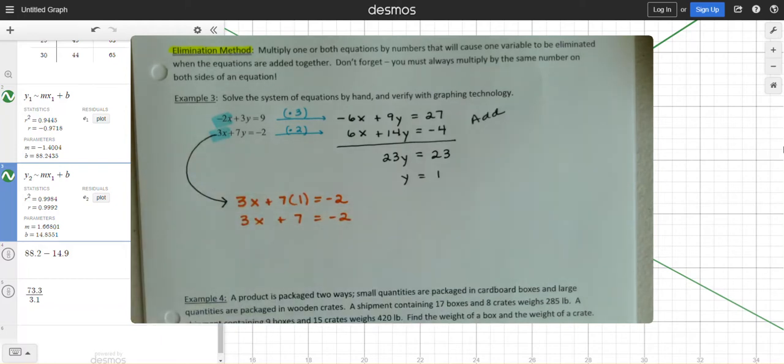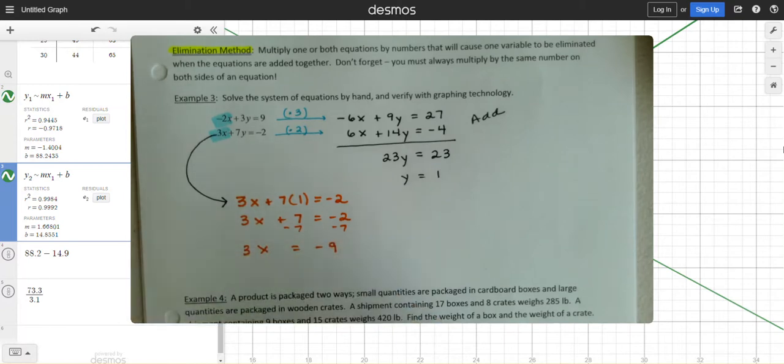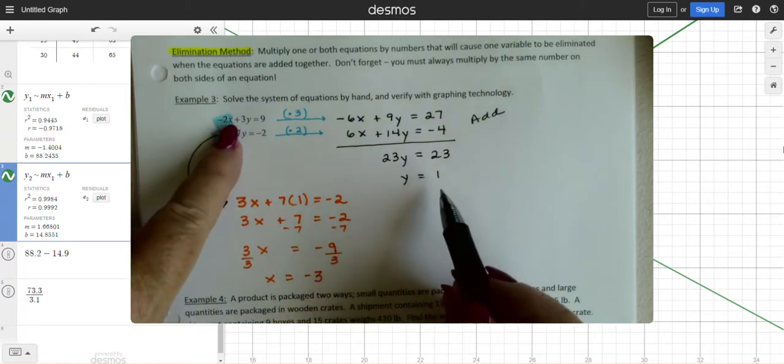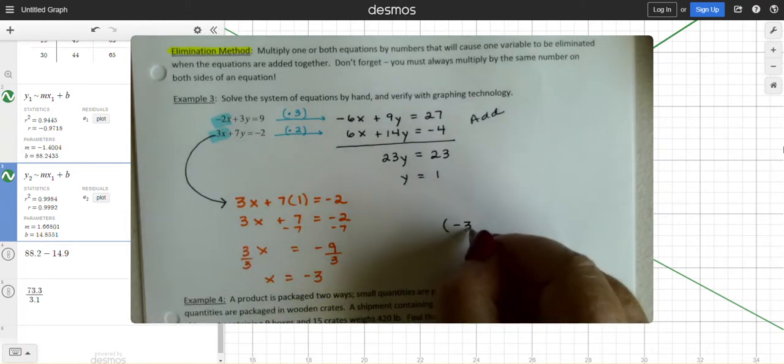Let's see, if I subtract the 7, 3x equals -9, and divide by the 3, x equals -3. So I now know both the x and the y value. That makes both of those equations true at the same time. I like to write that as an ordered pair, -3, 1.